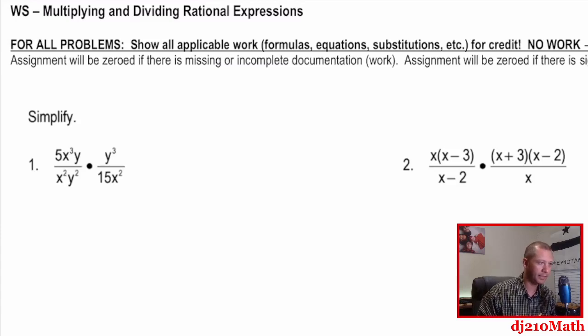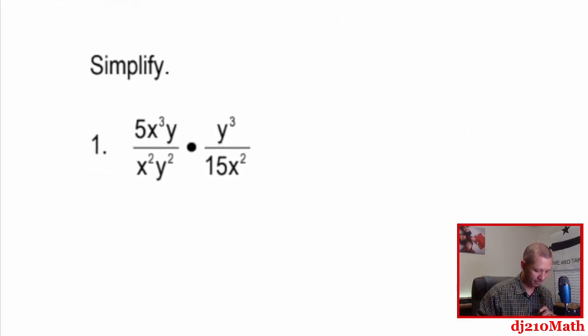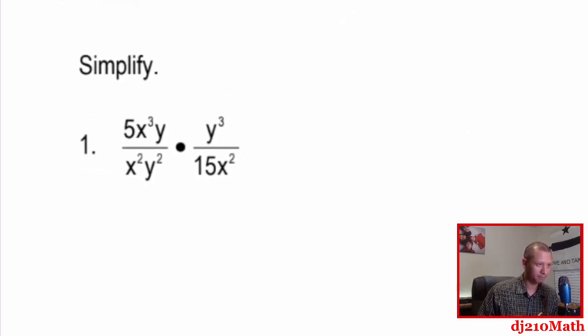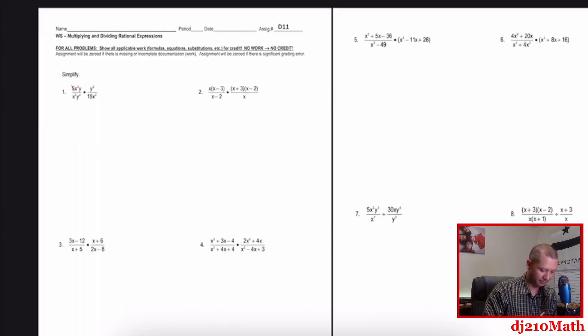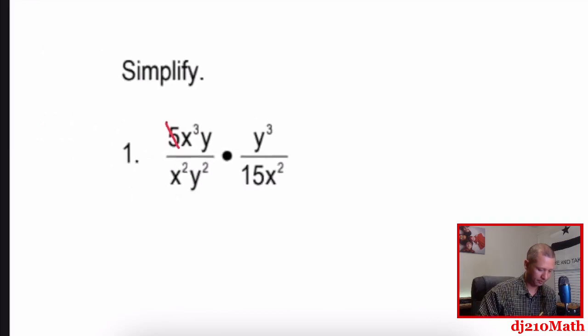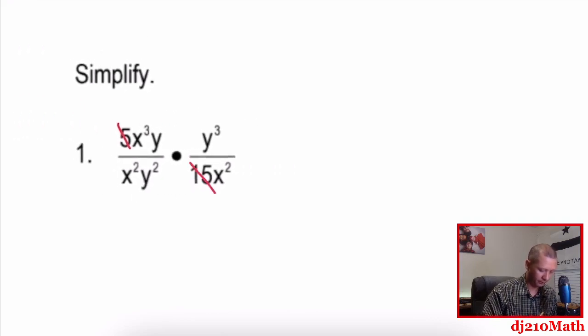All right, multiplying and dividing rational expressions. Number one, it's multiplication. So we can start by canceling things out. There's coefficients and then there's variables. So coefficient wise, there's a 5 in the top. Five goes into 15 three times, and 5 goes into 5 once.